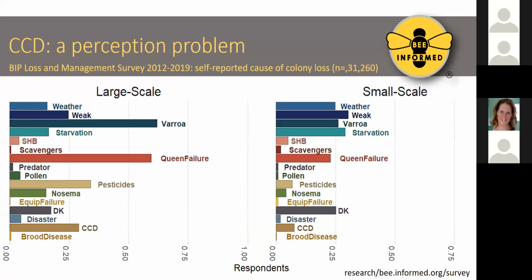Now, when we ask beekeepers, however, a lot of beekeepers still report CCD as one of the causes of colony loss in their operation. I'm showing you here over 8 years of survey data in which we asked the question, what do you perceive as the major cause of colony loss in your operation? And we noticed that about 29% of large-scale beekeepers have reported it. It is actually the fourth most important cause of colony loss reported by large-scale beekeepers after varroa, queen failure, and pesticides. In comparison, only 7% of small-scale beekeepers report it. So we can see that it is a perception problem and probably a definition problem. And that's why people are still reporting it.